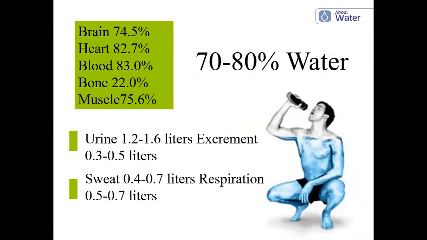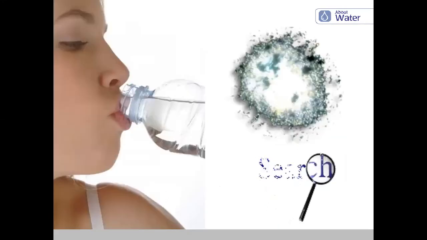You see, 70 to 80% water is needed by our body system. Every day we lose urine 1.2 to 1.6 liters, excrement, and sweat 0.4 to 0.7 liters, and respiration. So this is the water that is thrown out from the body. Indirectly, our body uses 70 to 80% water. So you need more balanced water. Don't drink too much water at once, but drink sip by sip at frequent hours.